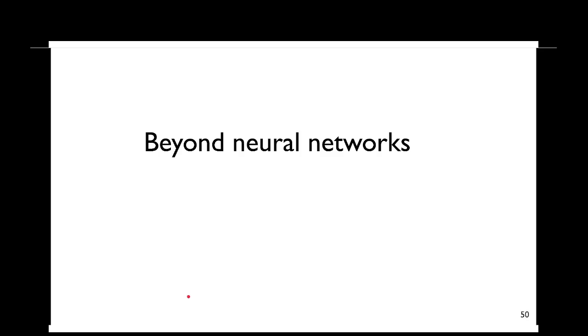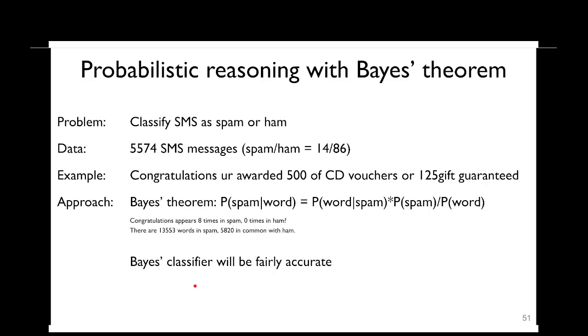And so in this lecture, we will look also a little bit beyond neural networks, and one specific other area we'll look into is probabilistic reasoning with Bayes theorem. We will work specifically on a problem of classifying SMS as spam or as ham. We have a specific data set of several thousand SMS messages, and they are stuff like, congratulations, you're awarded 500 of CD vouchers or 128 gift guaranteed, where I guess you would immediately say that looks like spam.